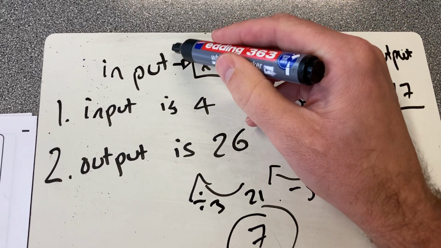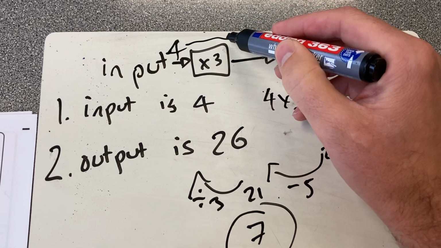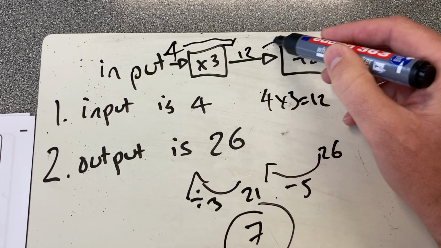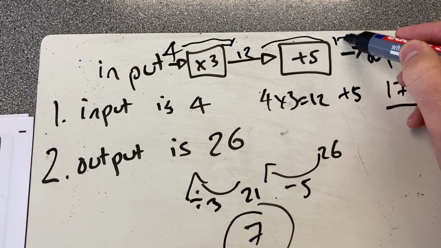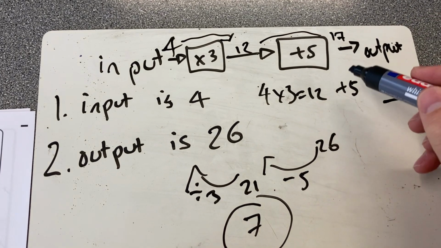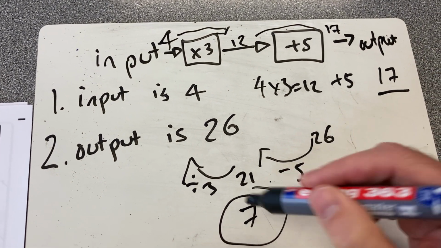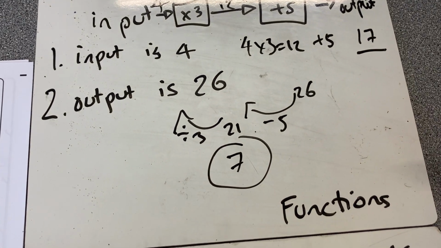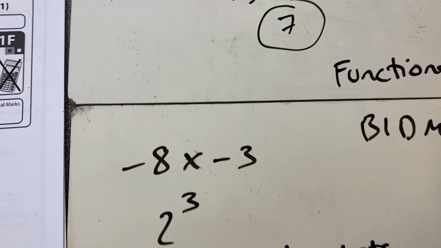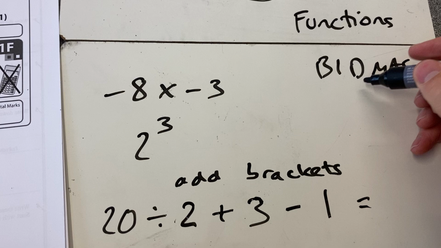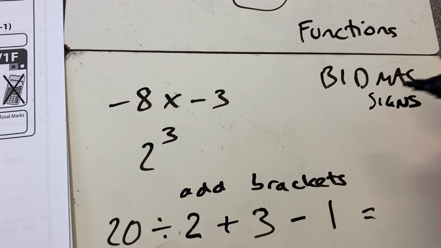Let's check that again. So 4 multiplied by 3 is 12. Added to 5 is 17. This one, 26 subtract 5 is 21. Divide by 3. Okay, so just an example of functions. Another question involving BIDMAS and signs and all our operations.